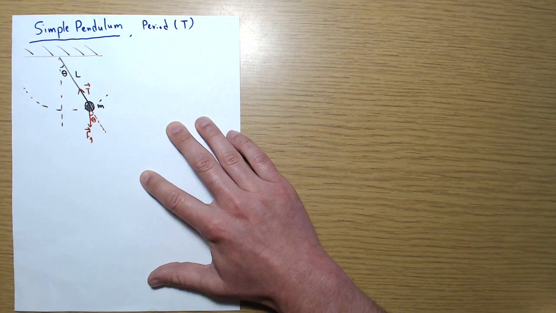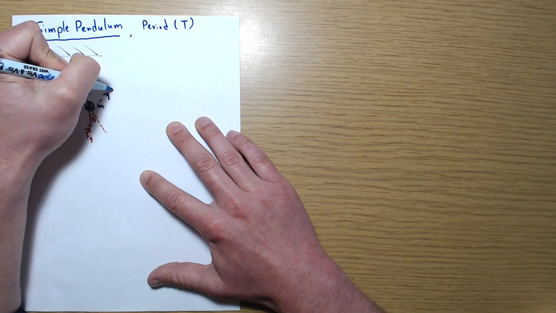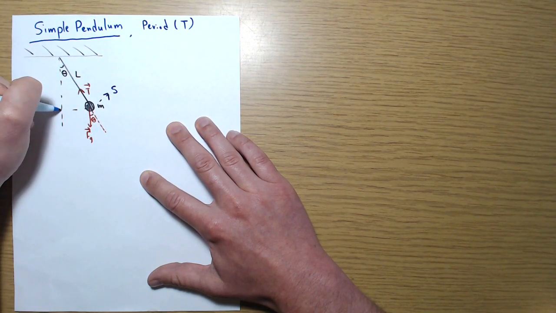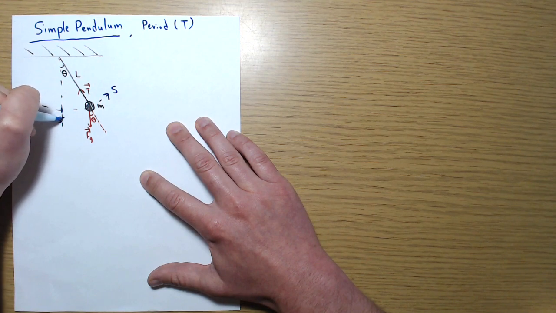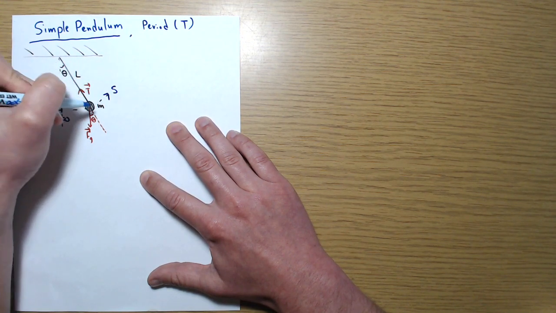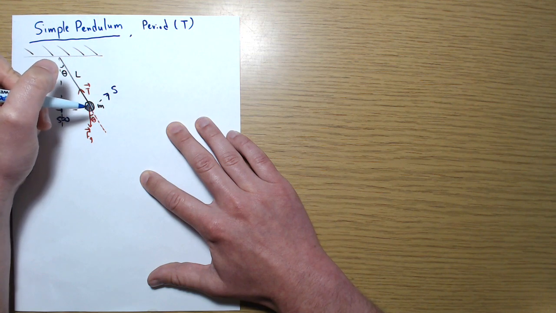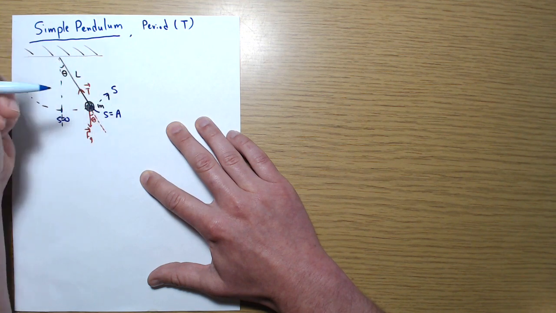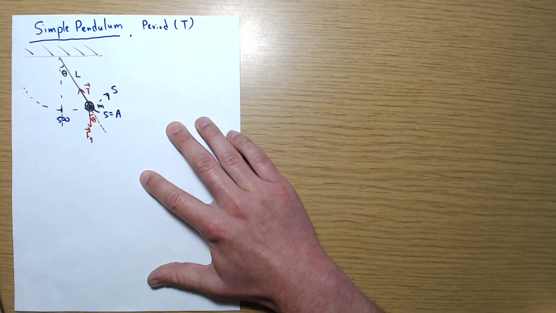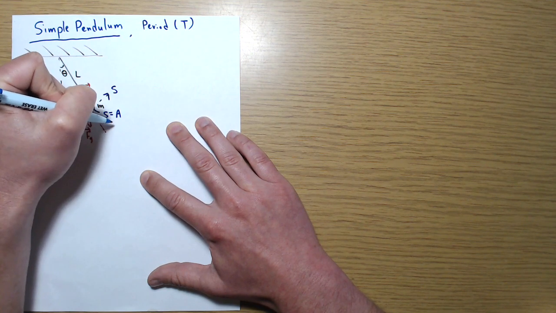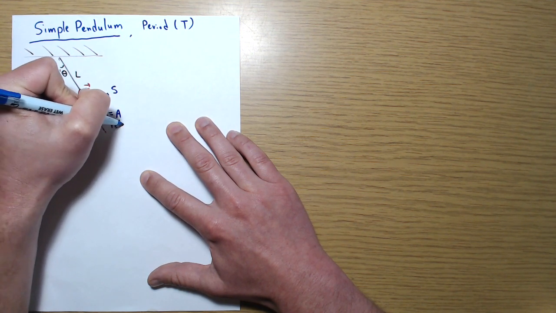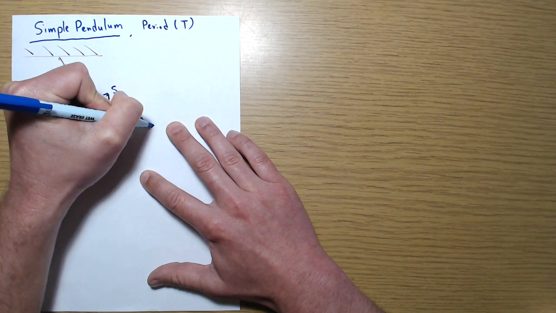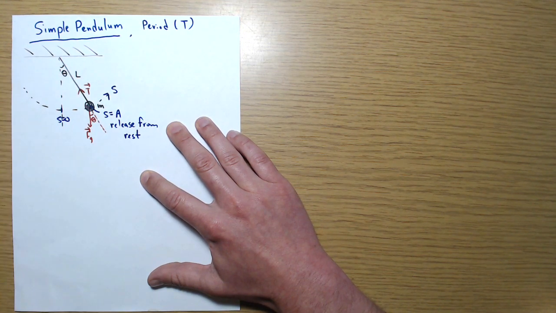All right, so let me introduce a coordinate system here. I'm going to say that the arc length is S. Right when we're at the vertical, I'm going to call that S equals 0. And the location where the pendulum is located right now, I will say that this is S equals A, A for amplitude. And at this location, we're just going to release from rest.